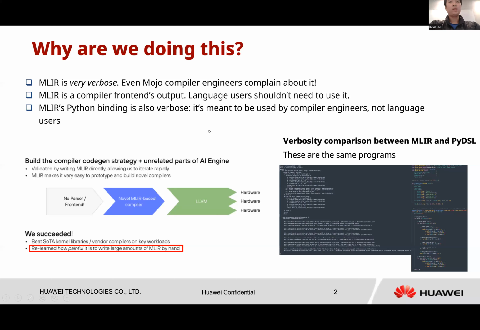So why are we doing this? Like I said, one of the reasons is that MLIR is very verbose. I believe that it's not meant to be used for end user programming purposes. Even compiler engineers complain that writing a large amount of MLIR code by hand can be very difficult. I think MLIR is a compiler front end output. We also experimented with MLIR's Python binding, but we find that to be very verbose too, and think that it's meant to be used by compiler engineers and not the end user as well.